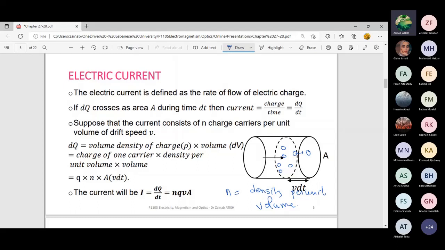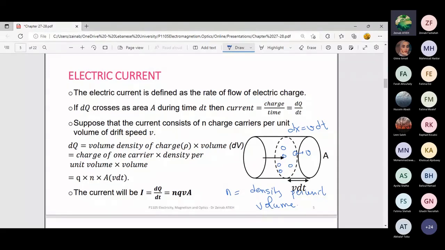So this is the N. So if I want to calculate dq, during small motion of my carriers or my charges, you can see that my charges will move a distance dx. This dx is equal to v dt, where v is the speed and dt is the time. So this is dx. The carriers will move this distance inside the wire.